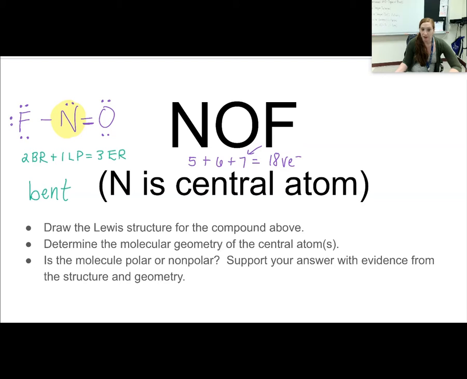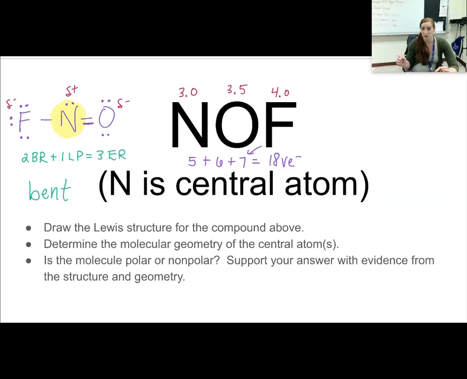Lastly, let's look at our polarity. We want to consider the fact that we definitely have a lone pair of electrons on the center atom. But we also need to check for polarity of bonds. So 3.0 is the electronegativity of nitrogen, 3.5, 4.0. We're going to wind up with slight negatives on our outside atoms, slight positive on that nitrogen.